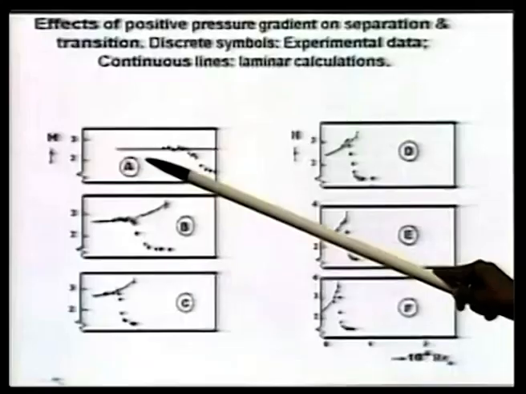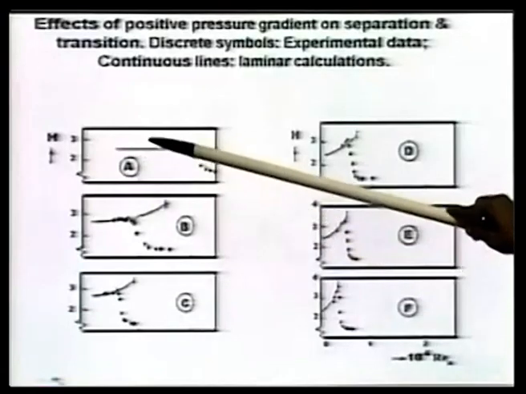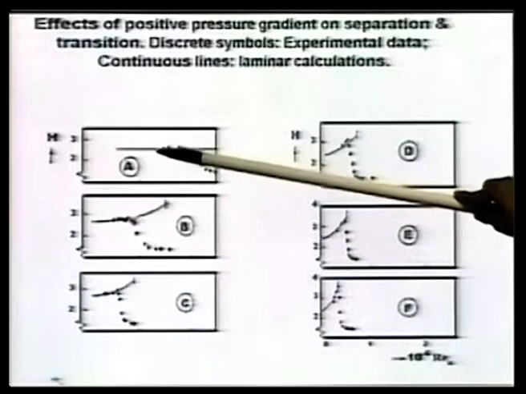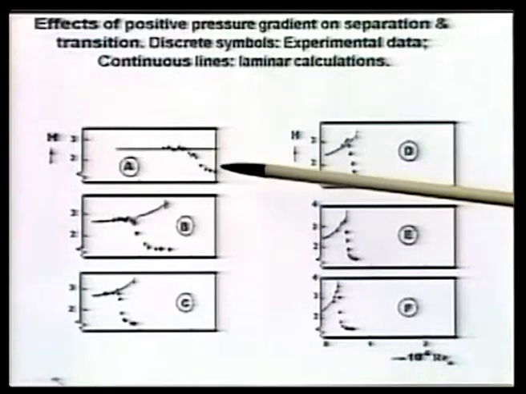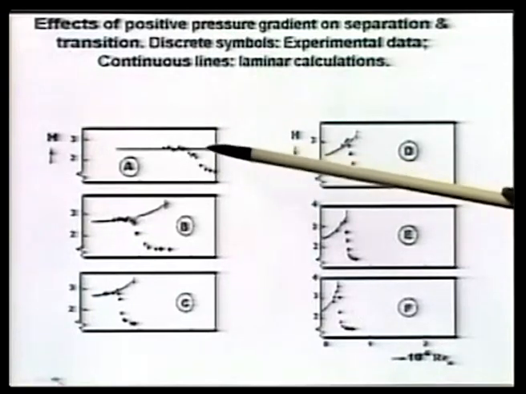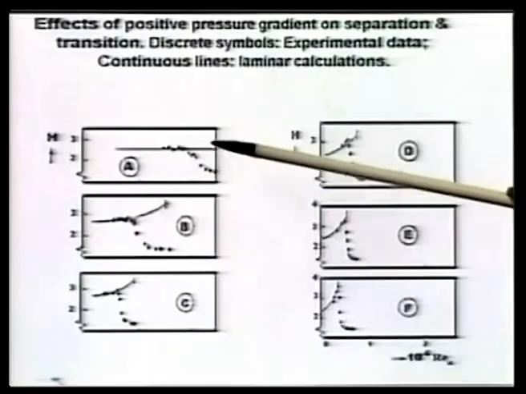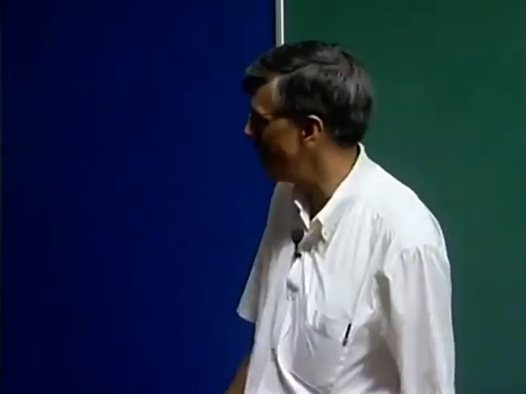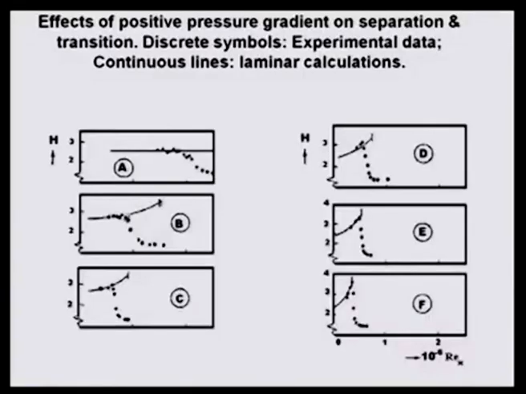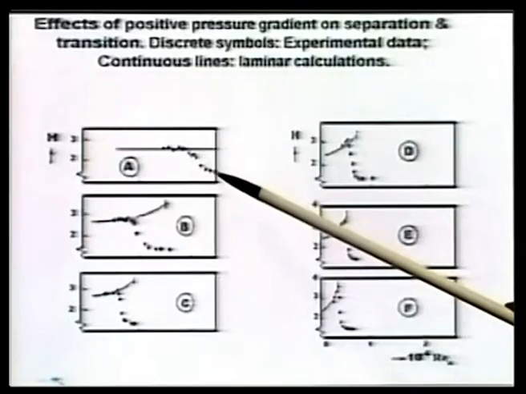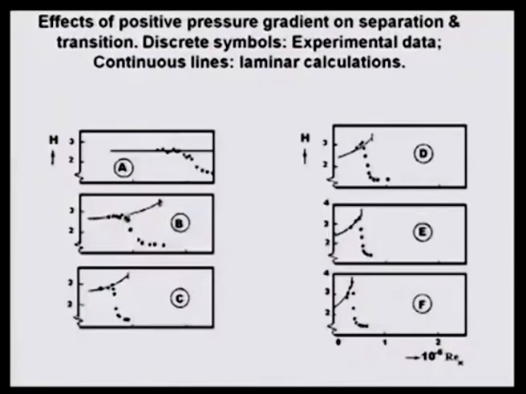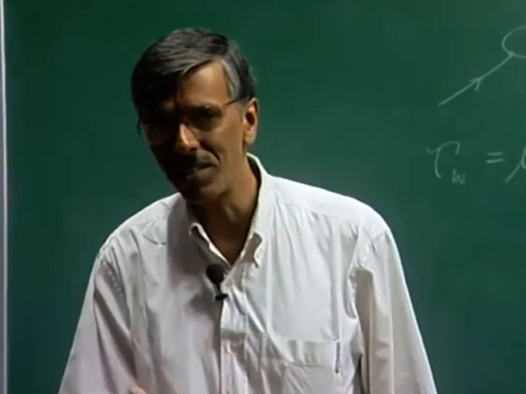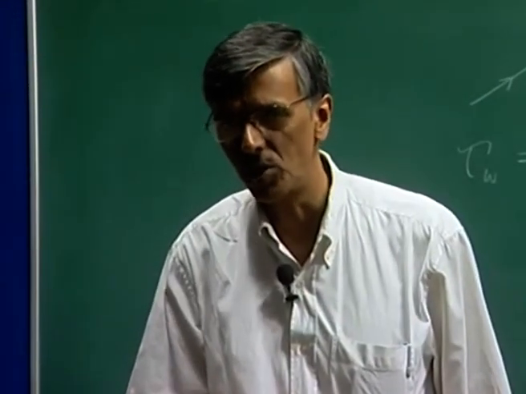What about this A? A corresponds to a case where we are talking about a zero pressure gradient boundary layer. So, corresponding to that, the H value remains flat at 2.59. But if I go to the lab and do the experiment, I do not see that remaining flat. It actually fluctuates a little bit and then it drops. Now, what does it signify for the H to drop?